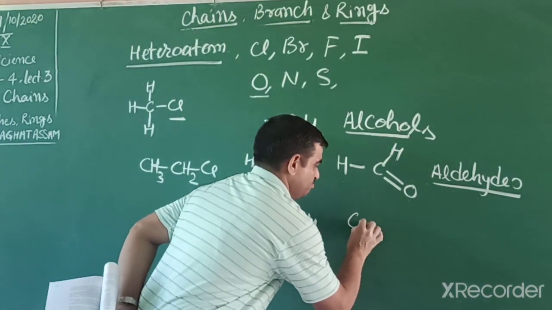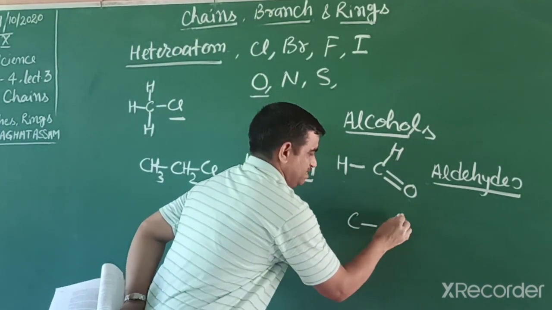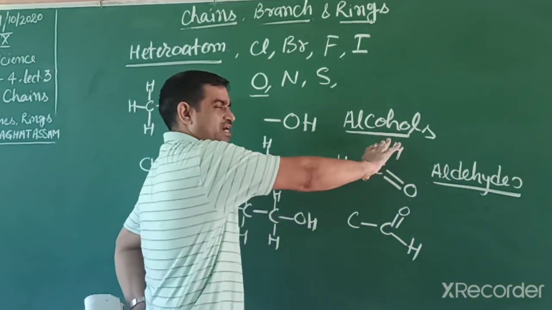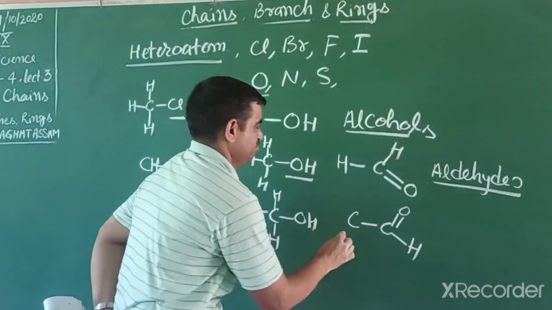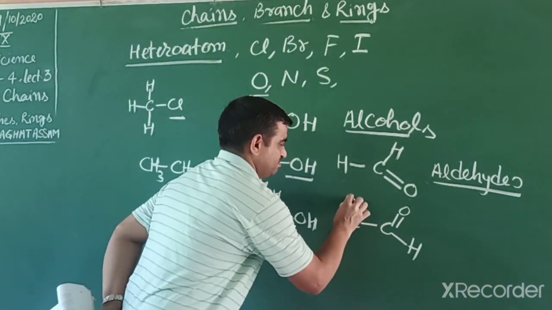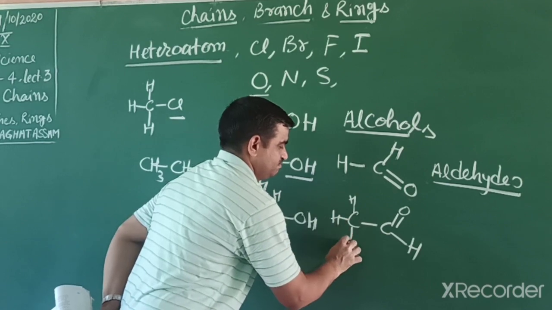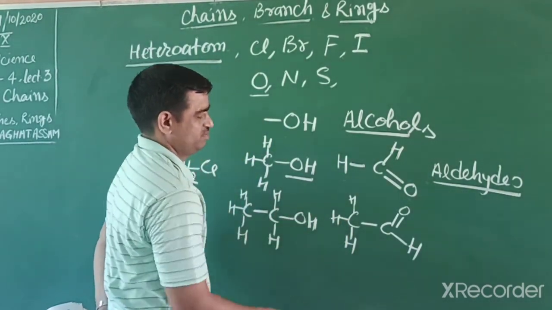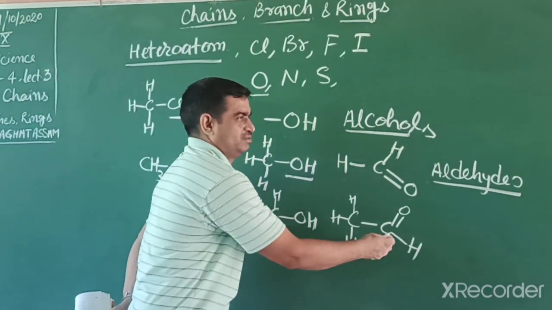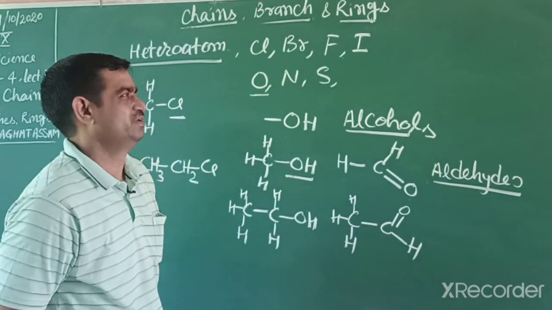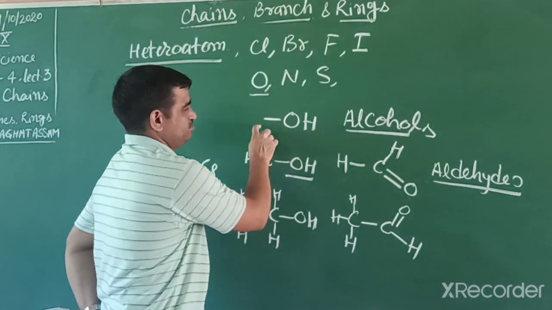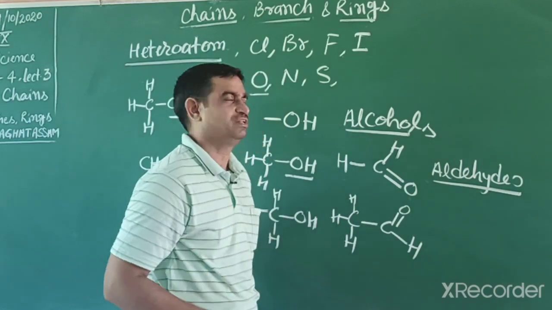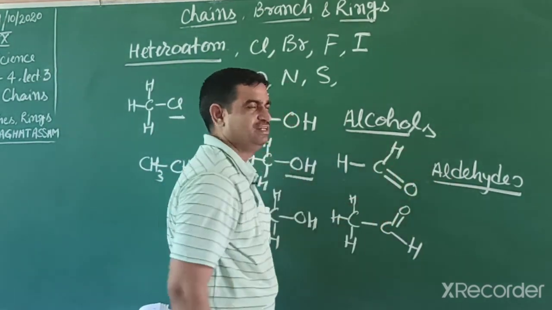If you write 2 carbons, we can write it like this also. This one is also an aldehyde. You can write it upper side or lower side, no problem. Then write the number of hydrogens. So it is an aldehyde. Another compound, next compound, with 3 carbons, 4 carbons, 5 carbons, you write in this way. If oxygen is attached by a single bond, then it is alcohol. If oxygen is attached by a double bond with carbon, then the compound is known as aldehyde.